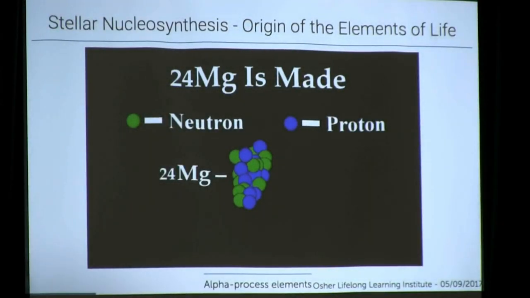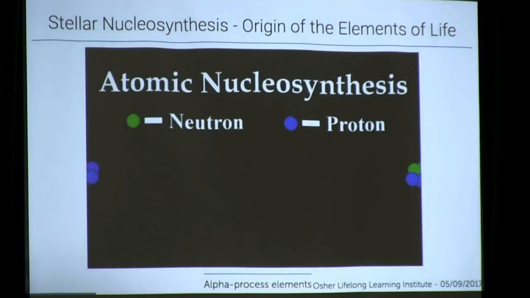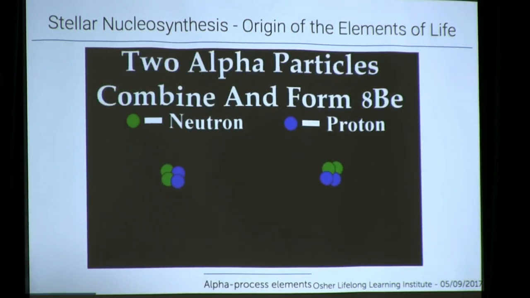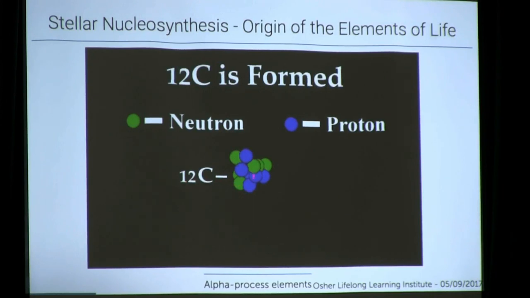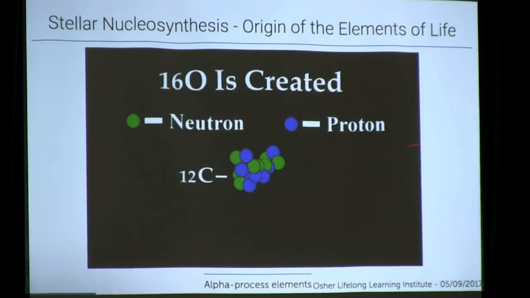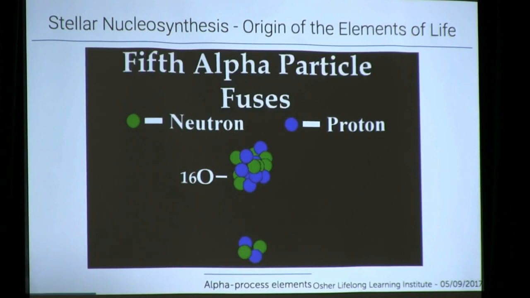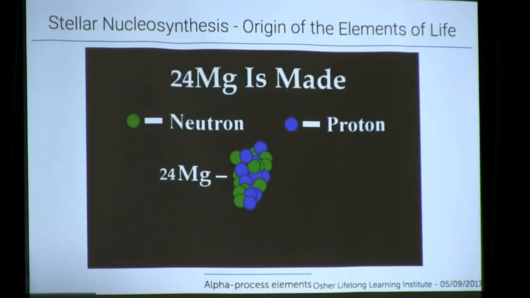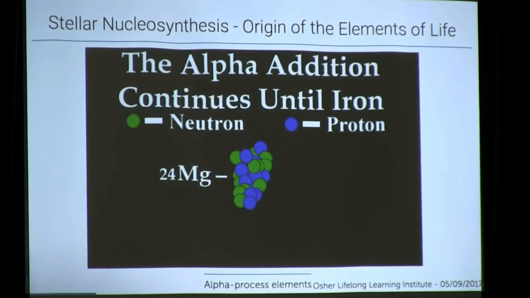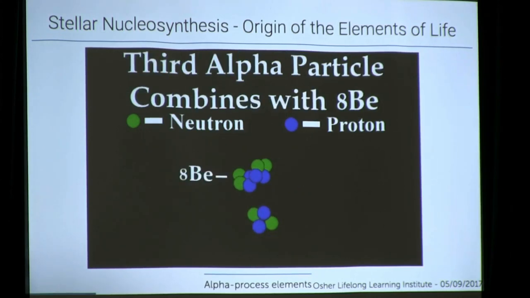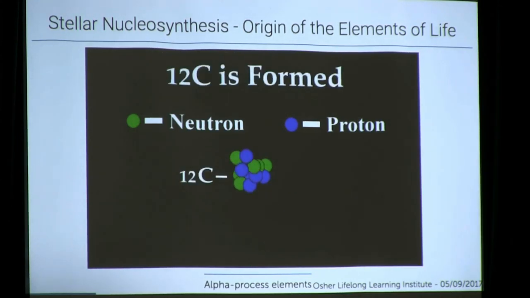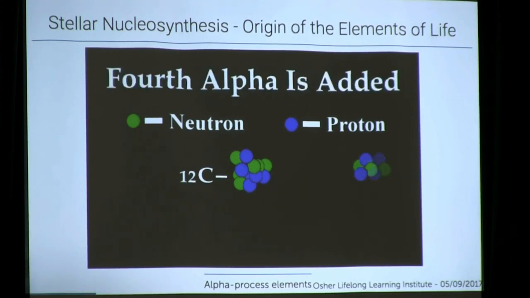Okay, so here's a nice little schematic of what happens here. You have two helium nuclei, forms your beryllium, here's your third one, forms your carbon, and then you just start adding them. See, your oxygen, neon, magnesium. So this is what's happening. This is what will happen in all stars later in life: they've done burning most of their helium, and now they're ready to burn heavier elements in their core.